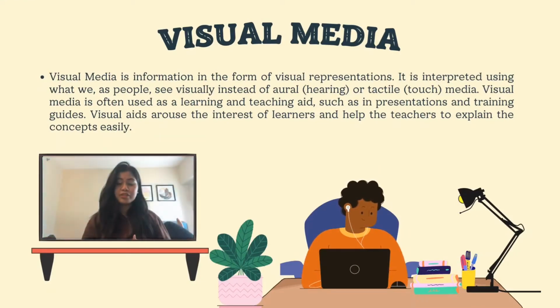They say a picture is worth 1,000 words, but what does that mean? Visual media is information in the form of visual representations. It is interpreted using what we, as people, see visually instead of oral or hearing or tactile or touch media.